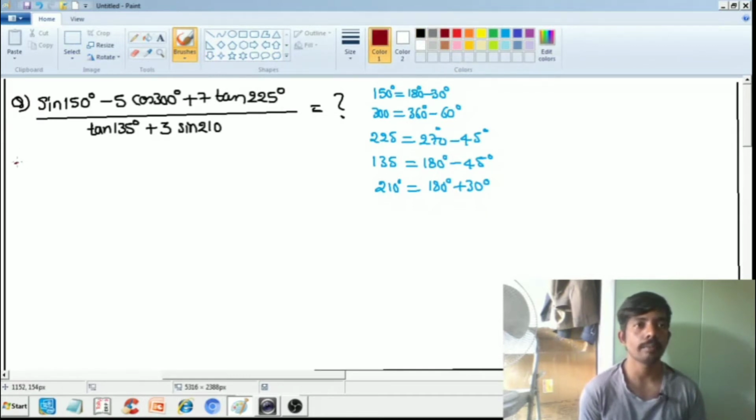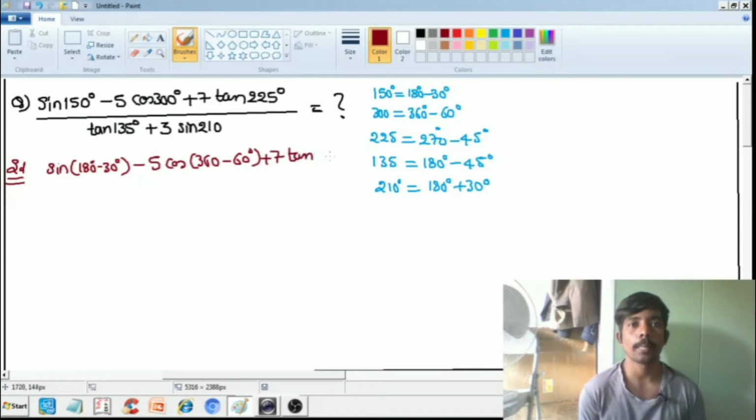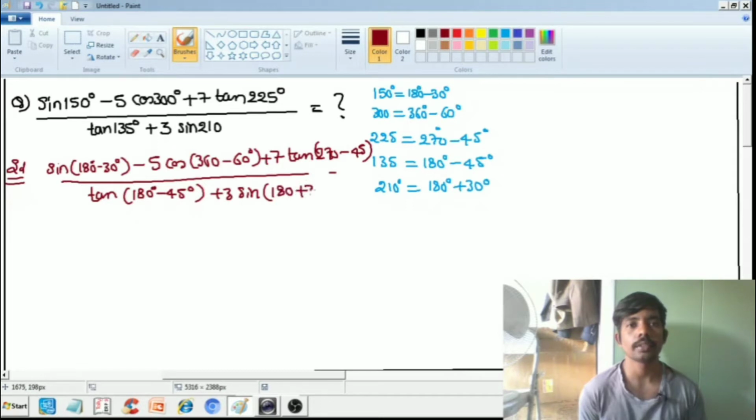Now the solution will be sin 150 can be written as sin of 180 minus 30 degrees minus 5 into cos of 360 minus 60 degrees plus 7 into tan of 270 minus 45 by tan of 180 minus 45 degrees plus 3 into sine of 180 plus 30 degrees.